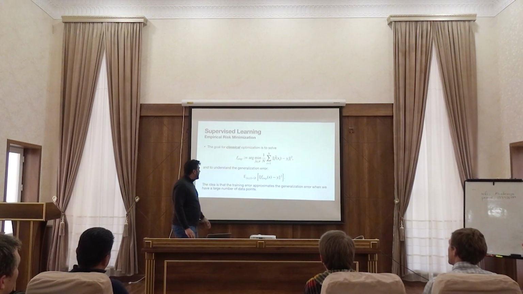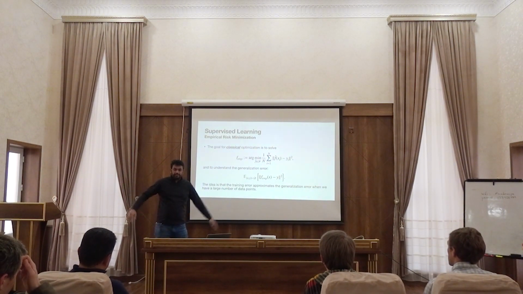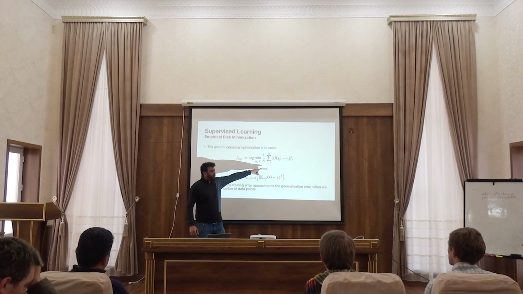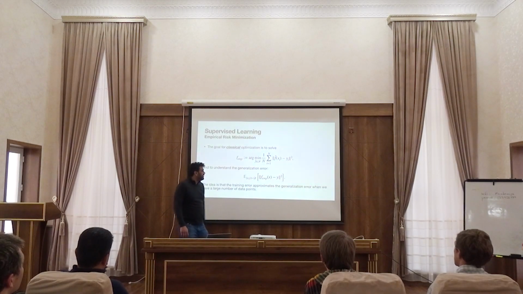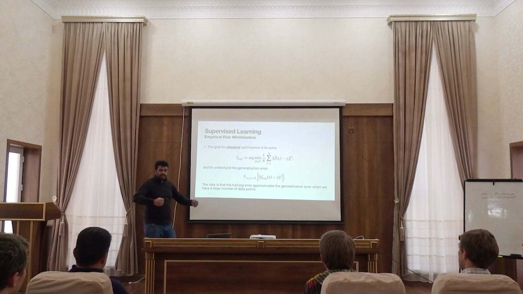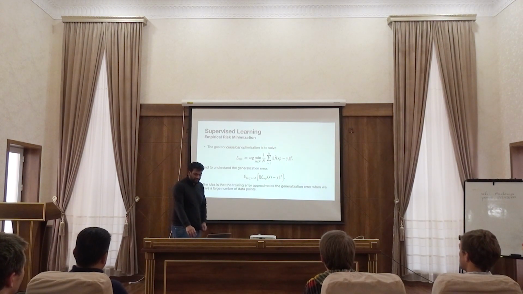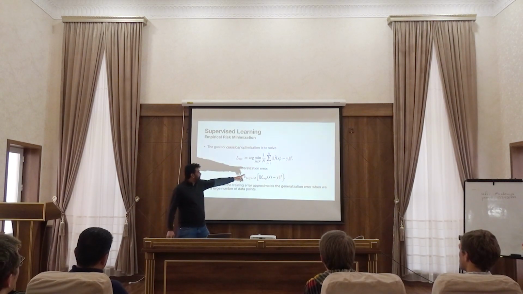Classically, the idea was that if your n is big, if you have a lot of training samples, then this empirical estimate is a good estimate for the expectation. And so if you have a large number of training samples, you have a good idea of the generalization error. The goal then was to figure out what the correct family F is for us to work with.